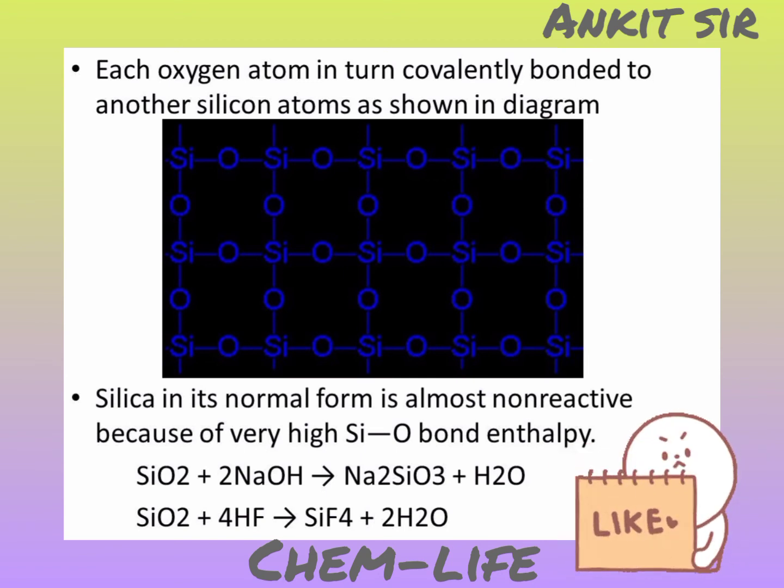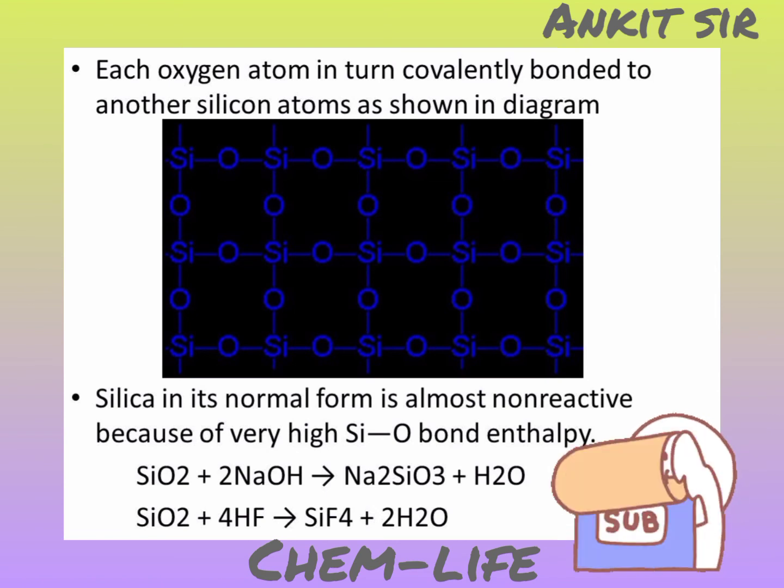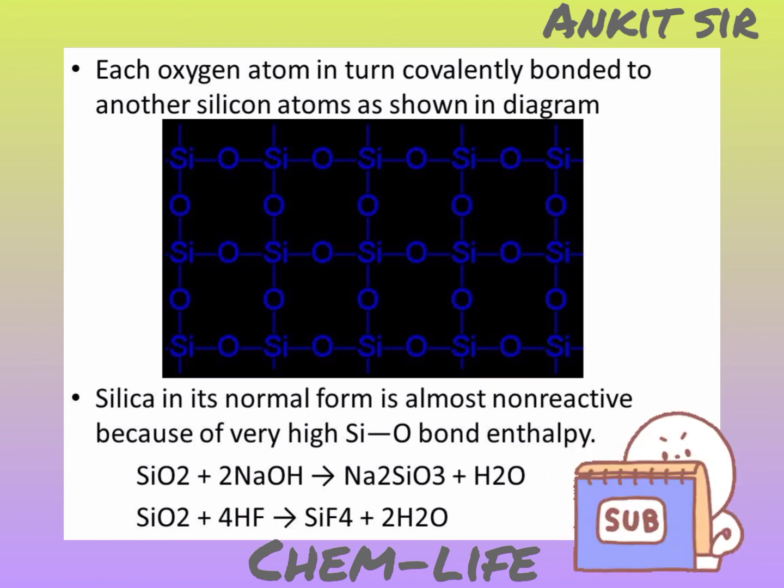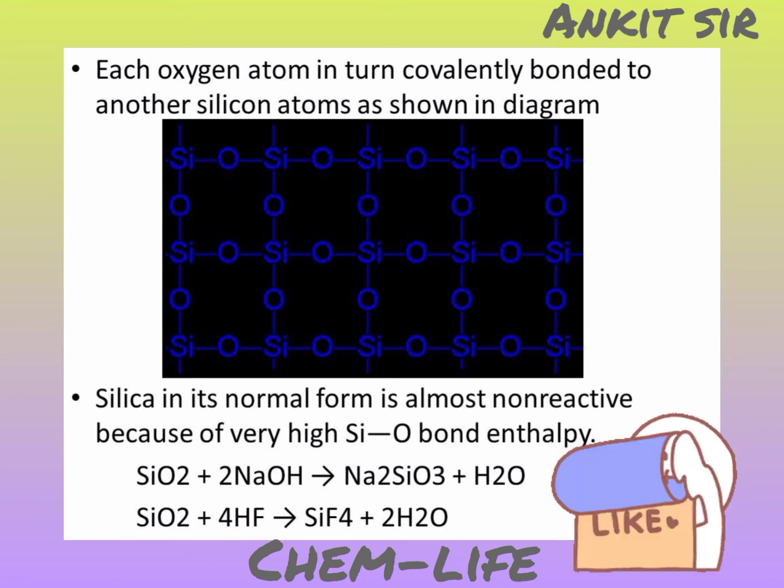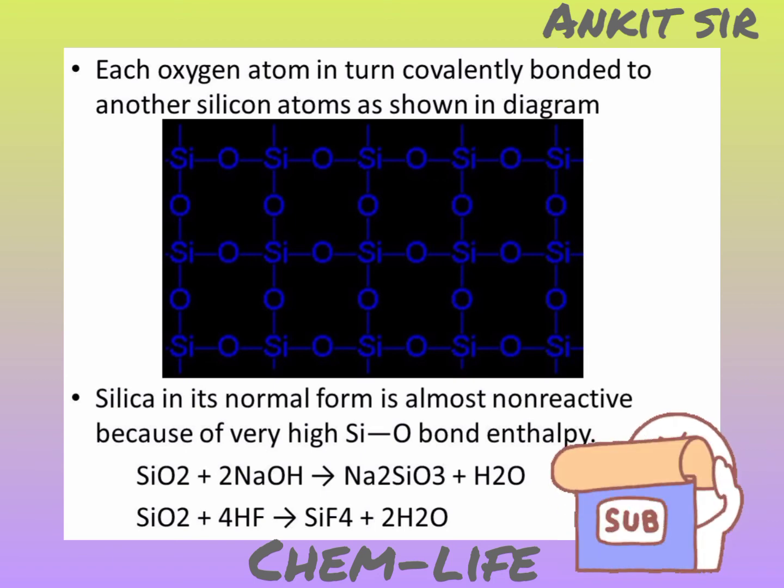Silica in its normal form is almost non-reactive because of the very high silicon-oxygen bond enthalpy. For example, when it reacts with sodium hydroxide, it forms SiO2 plus 2NaOH gives Na2SiO3 plus H2O, sodium silicate. SiO2 plus 4HF gives you SiF4, tetrafluorosilane, plus 2H2O.